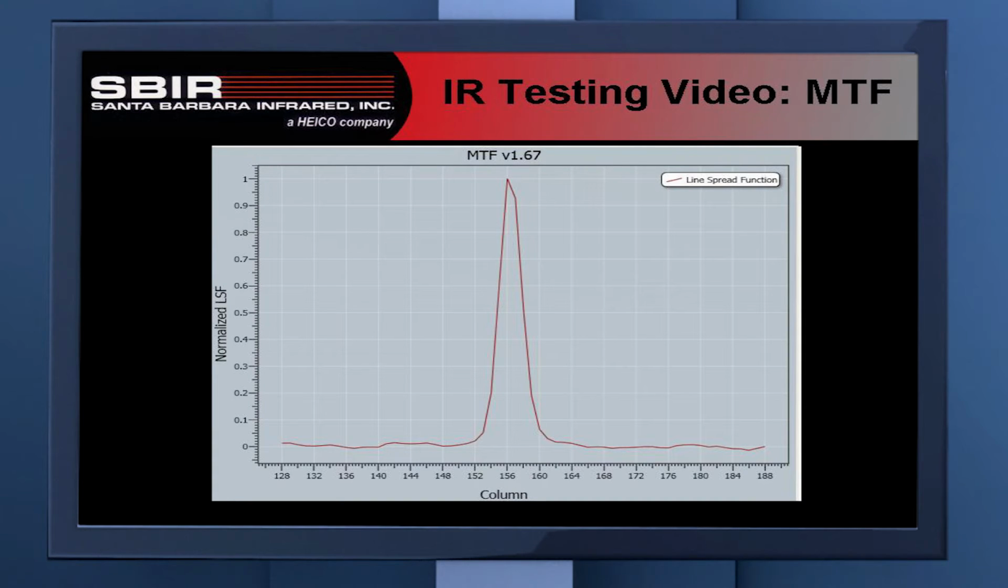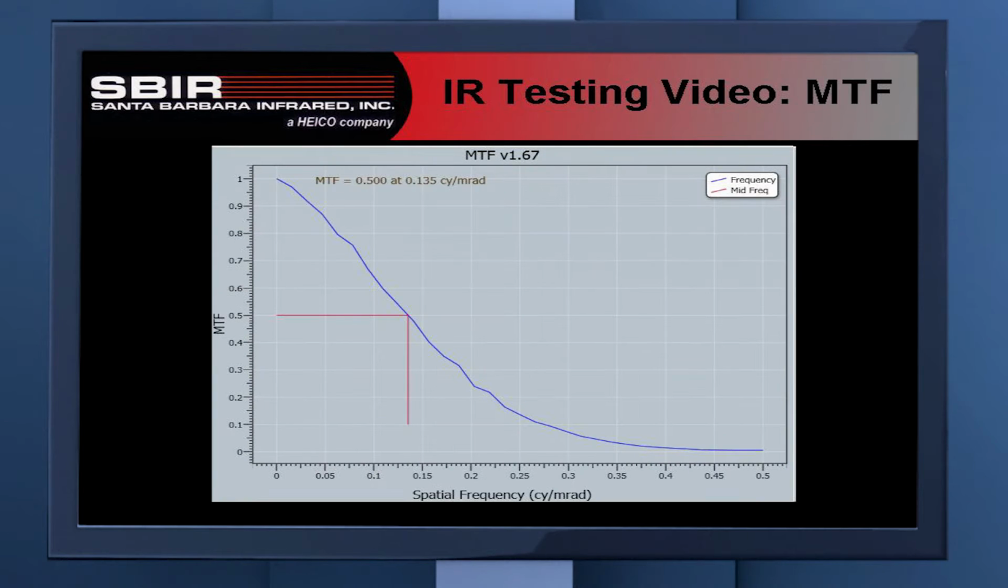But in fact, although we put an effective impulse in, we differentiate an edge to produce an effective impulse, what comes out is this spread line. And it's that spread that gives us all the information we need about the camera. Because what we're going to do next is a Fourier transform on that impulse response, that line spread function, and produce a graph of relative response based on spatial frequency.